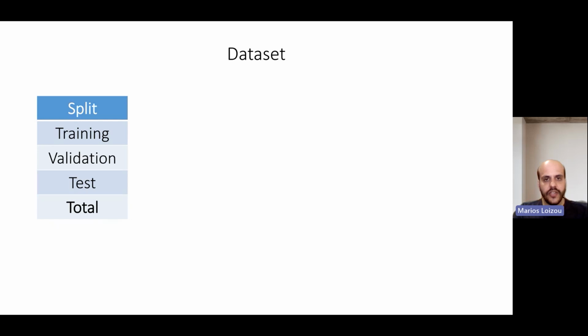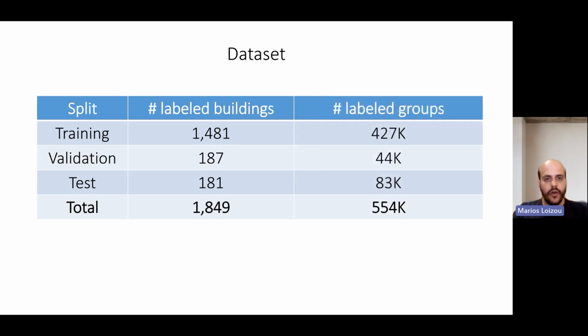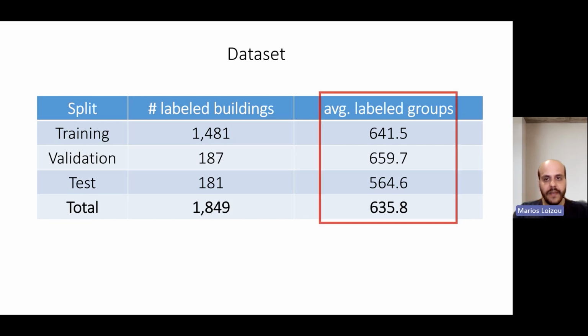Our dataset offers training, validation, and test splits in a proportion of 80, 10, and 10%. The right column shows the total number of labeled components, or in other words, polygon groups per split. I also want to highlight the average number of labeled groups per model in each split of BuildingNet. Across the dataset, we observe an average of 635 annotated components per building shape.